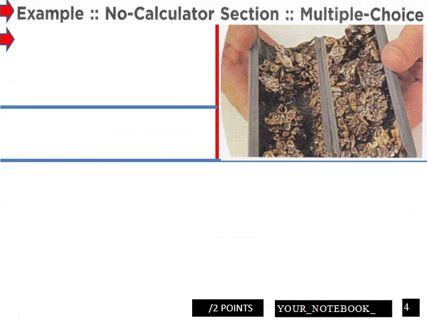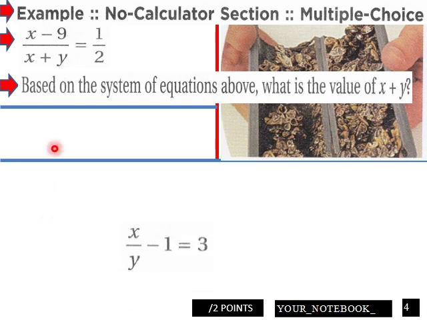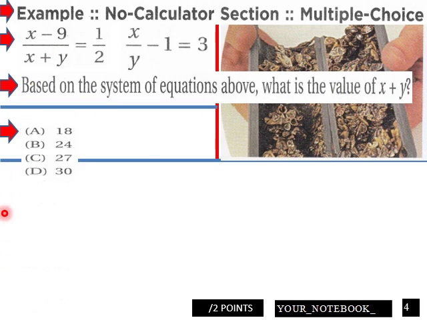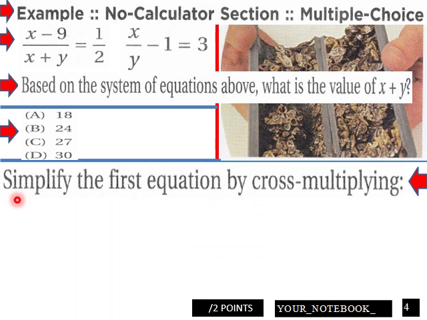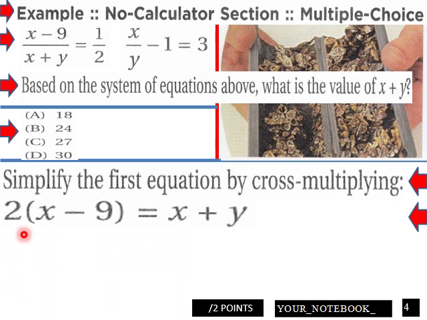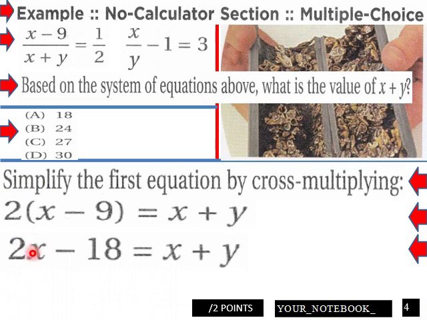Now in our no calc section, we have this equation here based on a system of equations above, and then we have this equation here. What is the value of x plus y? So these are our possibilities here. Simplify the first equation by cross multiplying. Then we get this here. Then we simplify further.